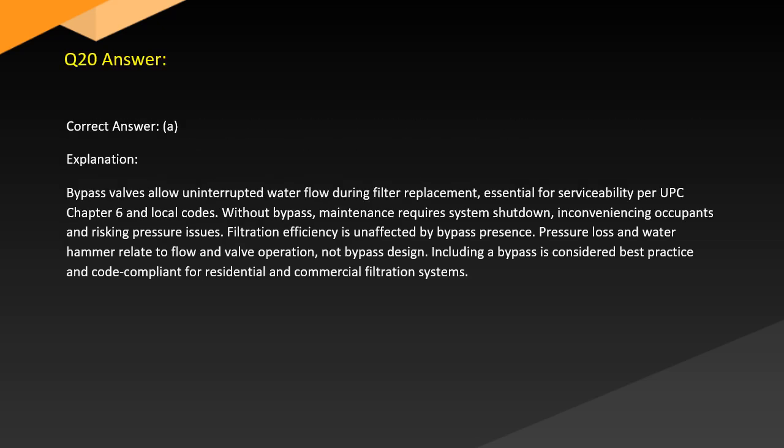Answer. Correct answer, A. Explanation. Bypass valves allow uninterrupted water flow during filter replacement, essential for serviceability per Chapter 6 and local codes. Without a bypass, maintenance requires system shutdown, inconveniencing occupants and risking pressure issues. Filtration efficiency is unaffected by bypass presence. Pressure loss and water hammer relate to flow and valve operation, not bypass design. Including a bypass is considered good practice and code-compliant for residential and commercial filtration systems.